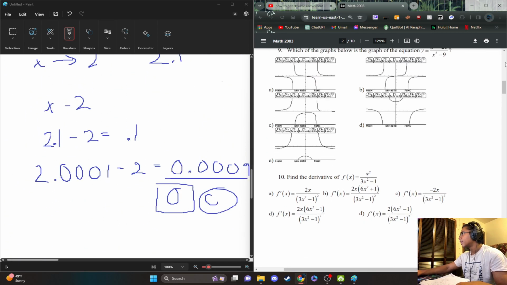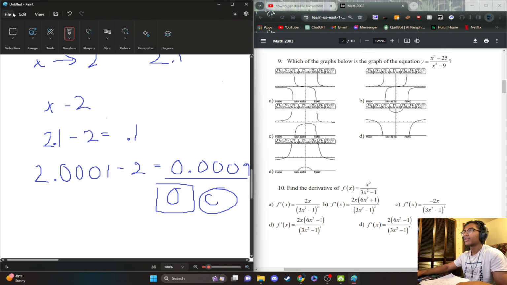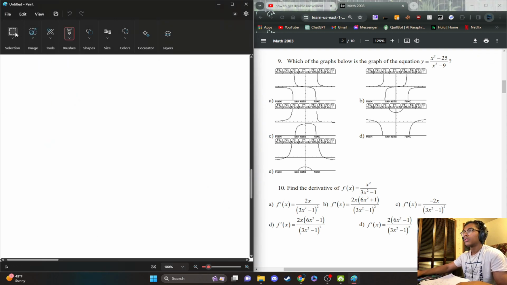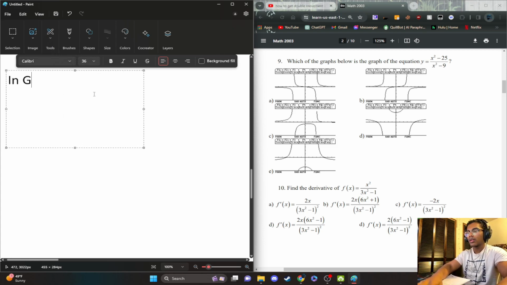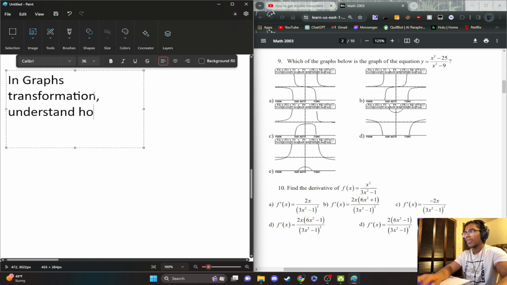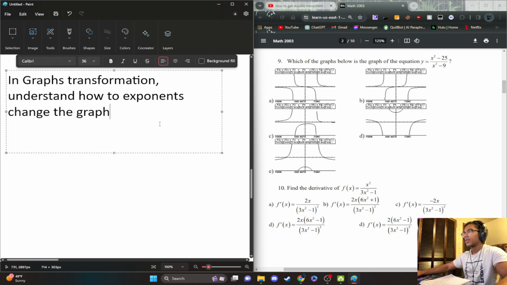Alright, for number 9, you just have to understand the graph transformation. So let me just get this paper out. Let me also write something. Okay, in graph transformation, understand how the exponents change the graph. Okay, so let me show you guys an example.